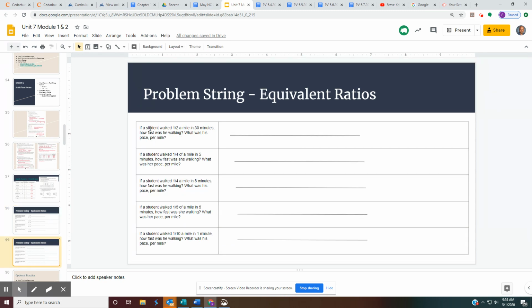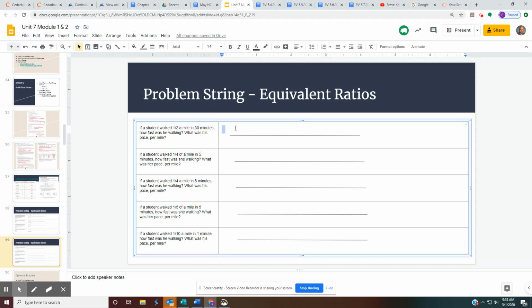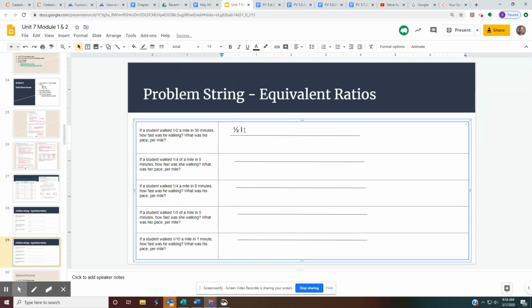All right. So now let's take a look at this. If a student was walking a half a mile in 30 minutes, see, that's more my pace. I have a half a mile in 30 minutes. And remember not to use the tab key, right? So if I'm keeping on that same ratio, how fast am I walking per mile?